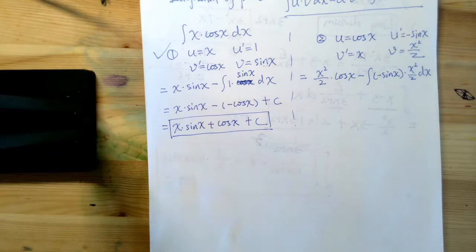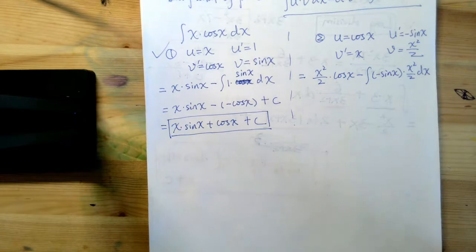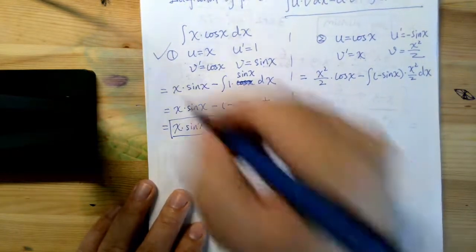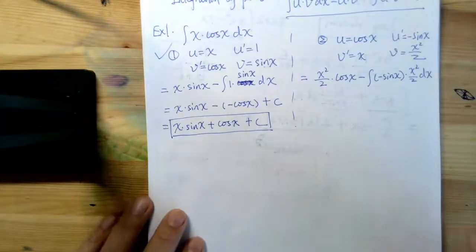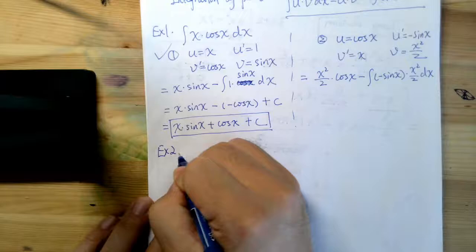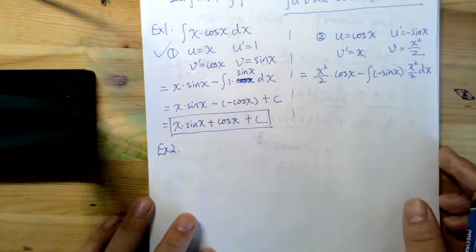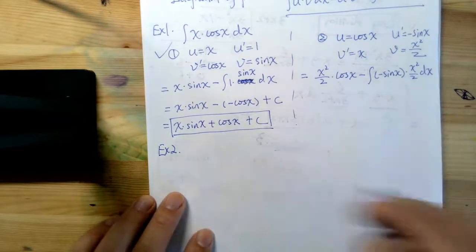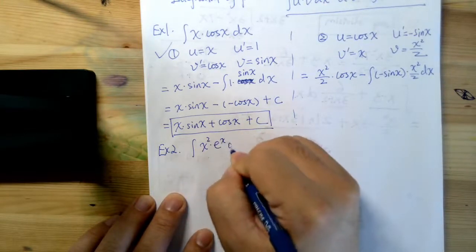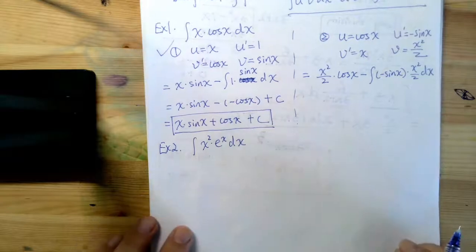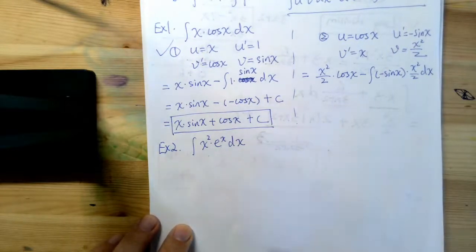problem here, so you can take a careful look at this integral. So if we take this as example 1, then let's do example 2 here. Still, we're going to apply integration by parts. So the problem is the integral of x squared e to the x dx here. Again, you have two choices.